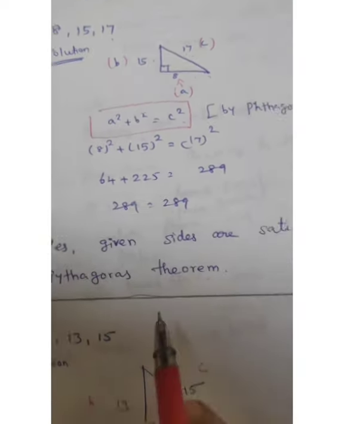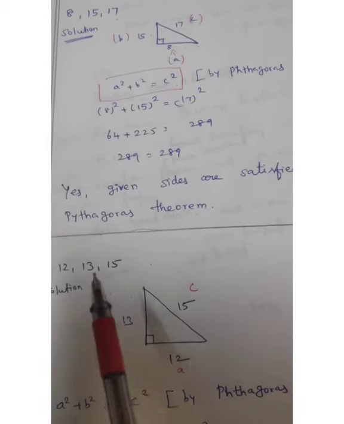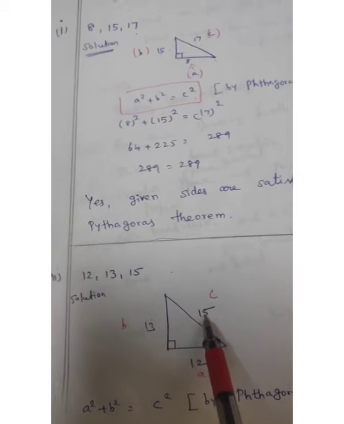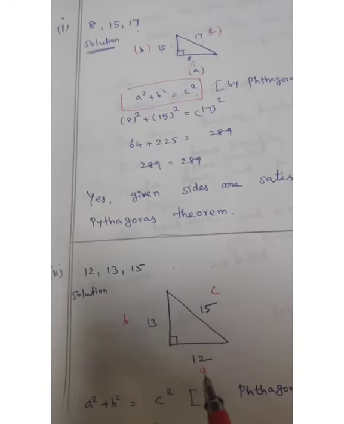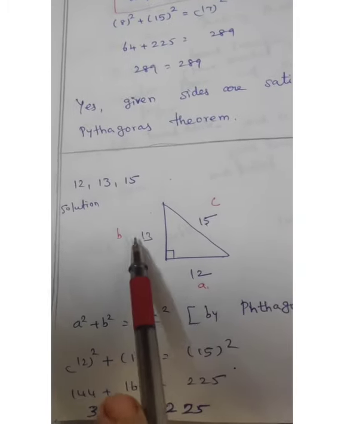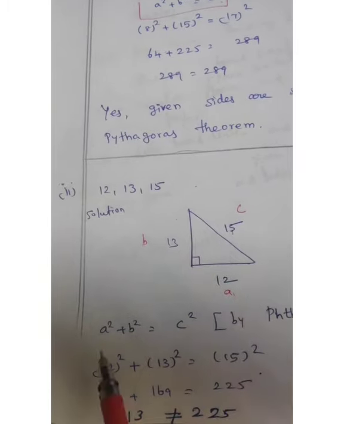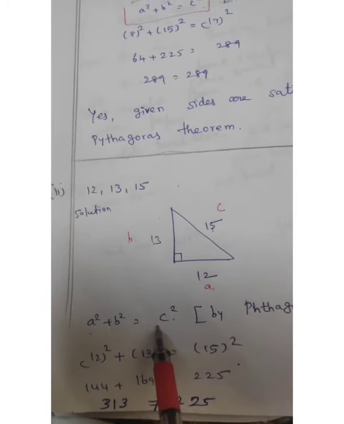Second question: 12, 13, 15. Draw a right angle triangle. 15, the biggest side, you write there. 12 and 13 you can write anywhere. 12 here, 13 there. A, B, C. What is the value of A? 12. B value is 13, C value is 15. What is the Pythagoras theorem? A squared plus B squared is equal to C squared is the formula.